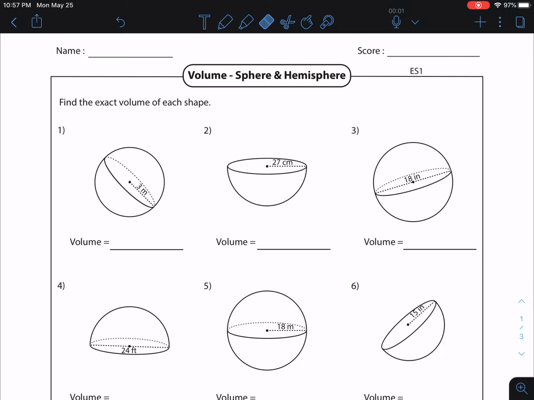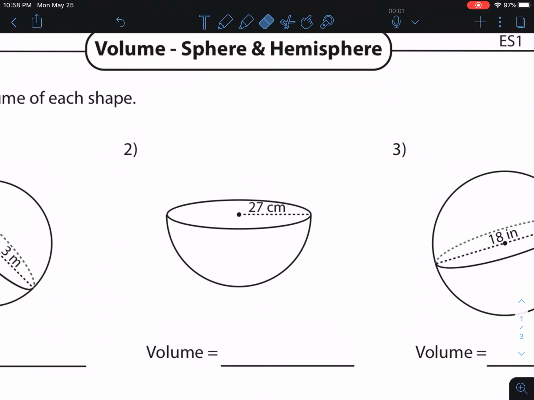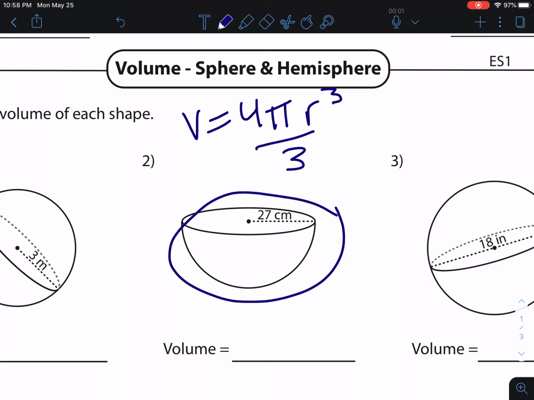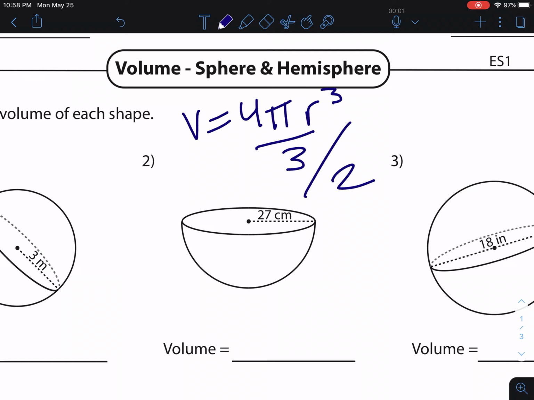So first thing we need is to know the formula for the volume of a sphere. The volume of a sphere's formula is 4 times pi times the radius cubed. Notice it's cubed, not squared. And then all of that's divided by 3. So that's the volume of a sphere. And right below me here you can see a hemisphere, half of a sphere. So the only difference with the hemispheres is that you'll divide by 2 at the end because it's just half of that.